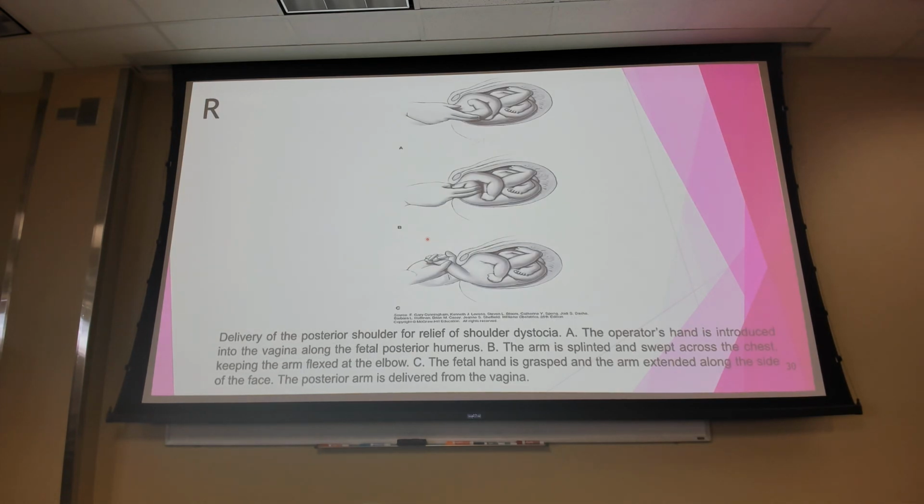Okay, if that doesn't work, we're still going to be in the vagina, and we're going to take that posterior arm. You take your hand and go right down, you can feel the posterior arm, and you come down at the elbow, then bring it across the abdomen, come all the way up to the hand, and pull the hand out of the vagina, okay? And you're trying to, again, get those shoulders unstuck.